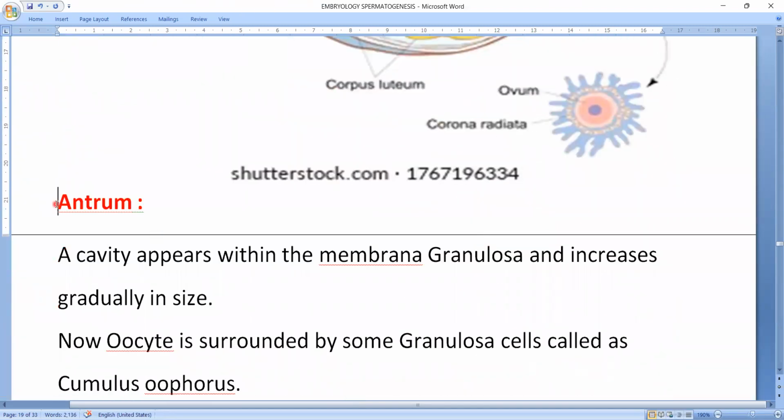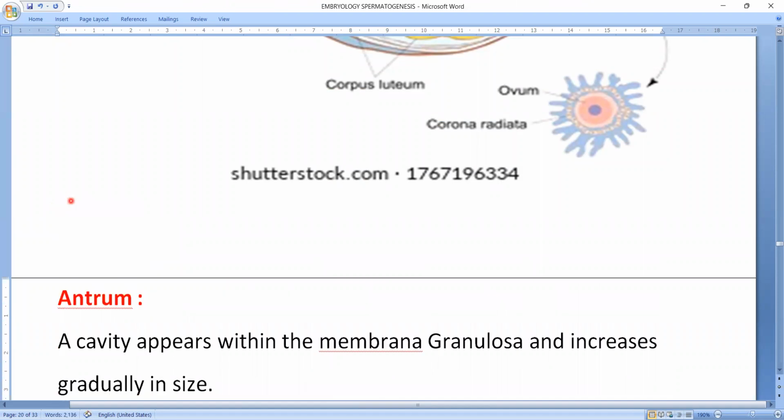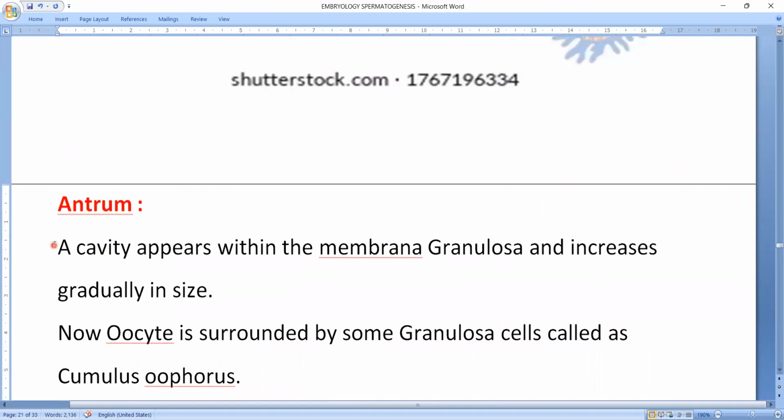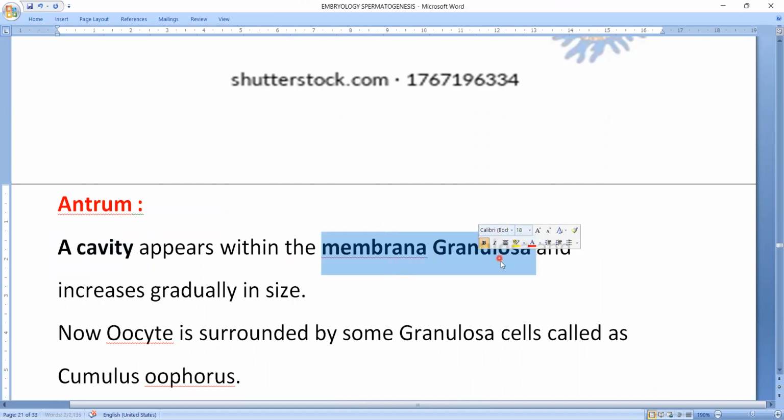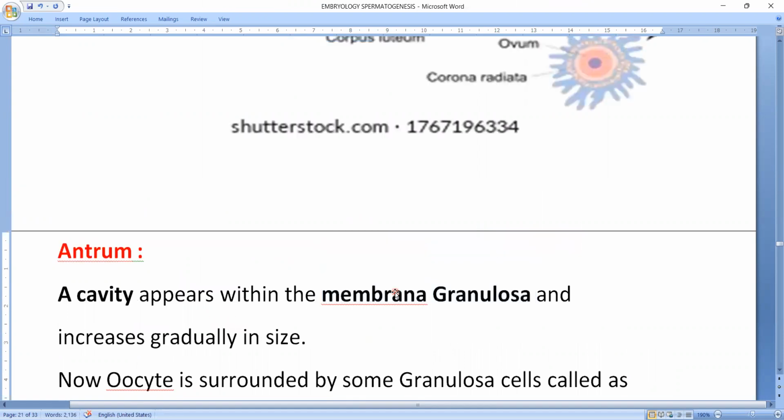Antrum. So what is antrum? So a cavity. Antrum is a cavity that appears within the membrana granulosa and increases gradually in size.